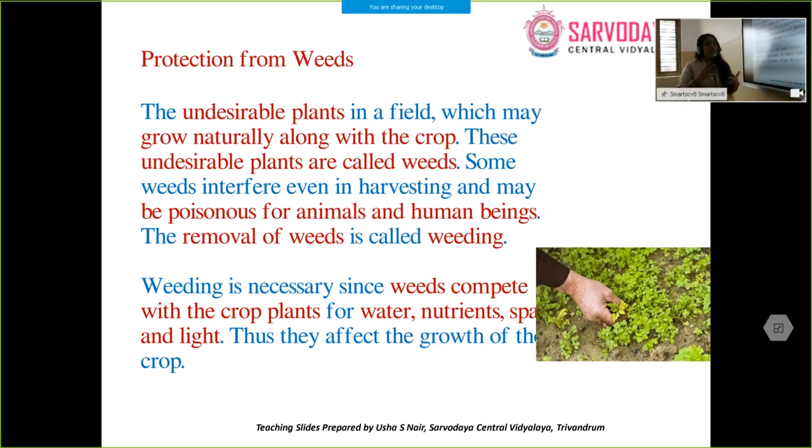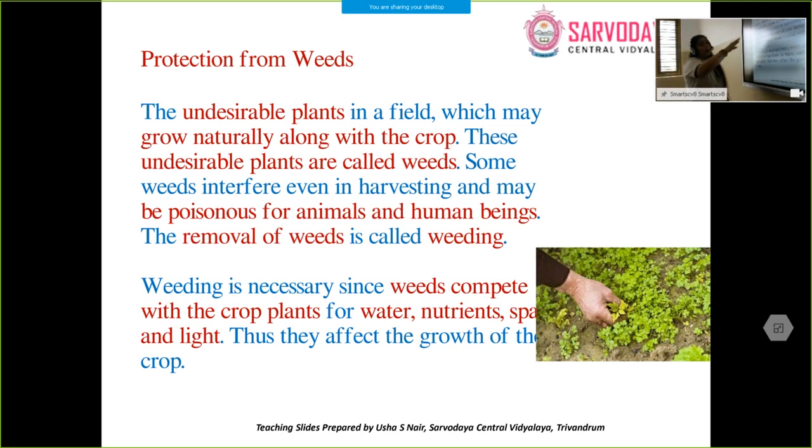Now, what happens when these weeds grow? They interfere even in harvesting. Harvesting is the next portion, you don't have to worry, we'll go through that. And they may be poisonous even for animals and humans. So, the removal of weeds is called weeding.